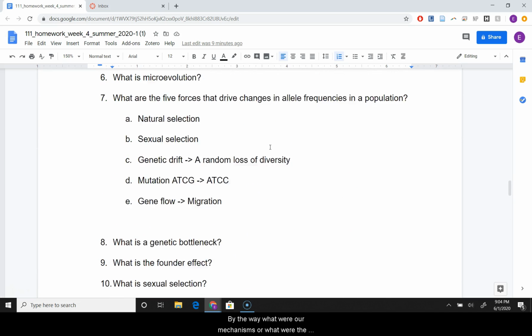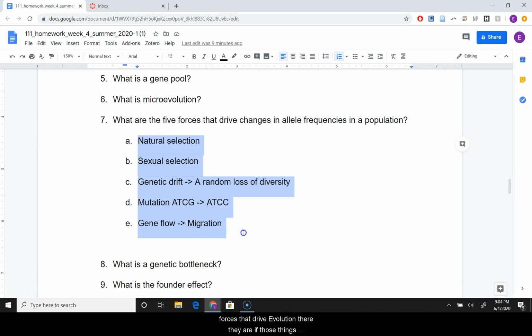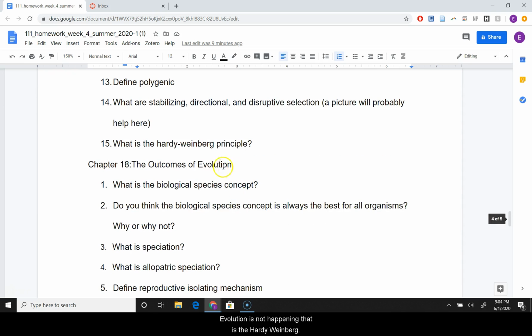By the way, what were the forces that drive evolution? There they are. If those things are not happening, evolution is not happening. That is the Hardy-Weinberg principle. Why is that interesting? Well, it's interesting because if you find that one of those things is not true, then you can pinpoint it and figure out what it is that's driving the evolution of this particular species.